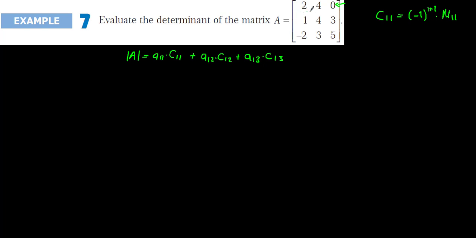I have directly chosen the first row because one of the entries is 0 there. When you are calculating A11, A12 and A13, if one of the entries, or more than 1 entry, is 0, you can choose that row or that column because of easy operation here. So it's going to be like this, because 2 times C11 plus 4 times C12 plus 0 times C13, which means that this is directly going to be equal to 0.